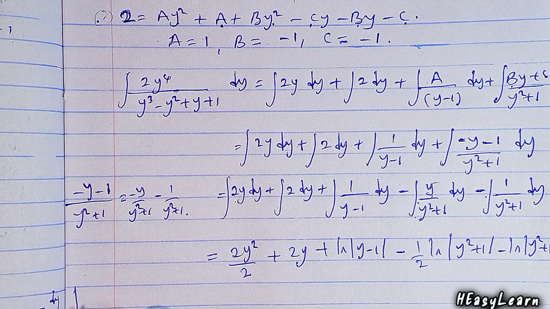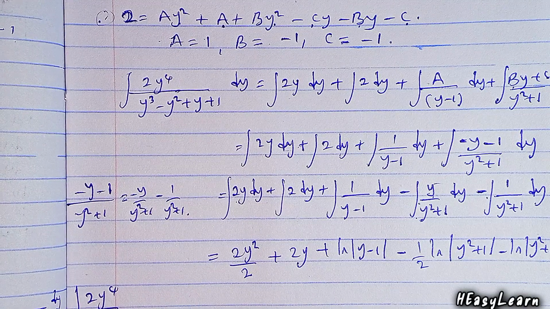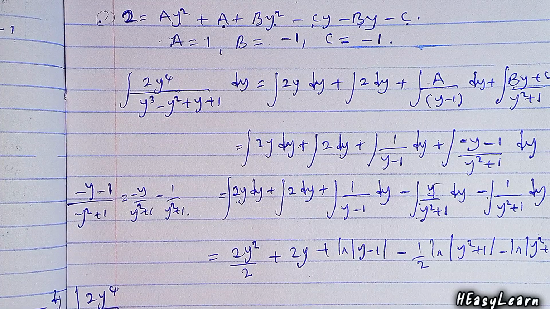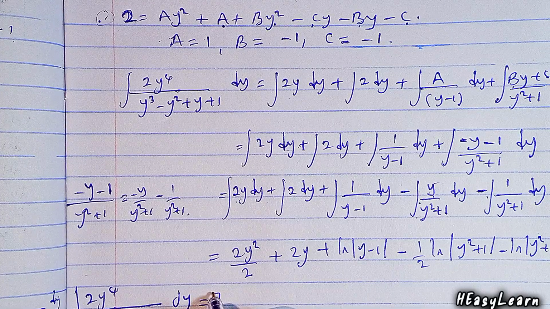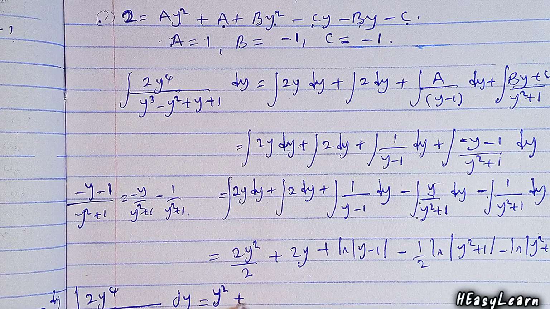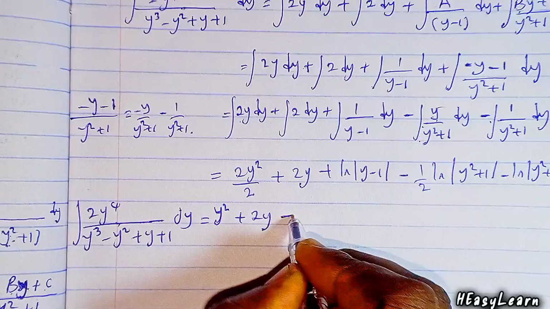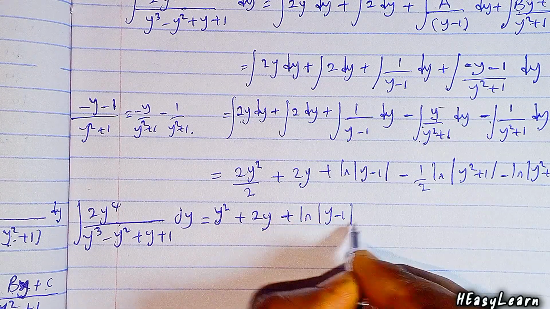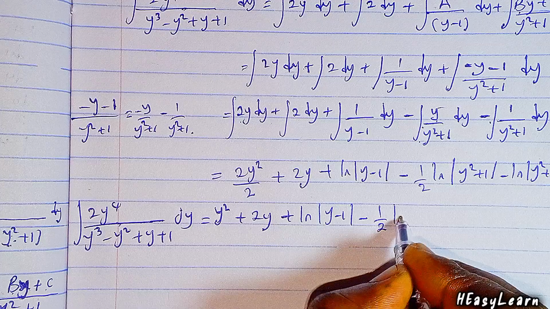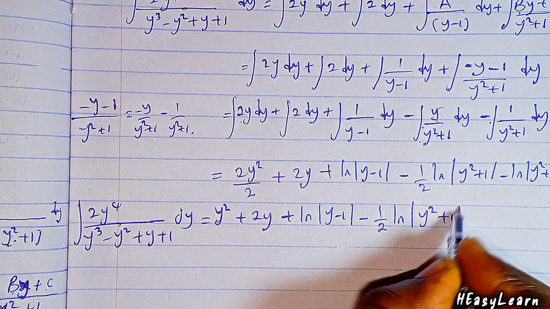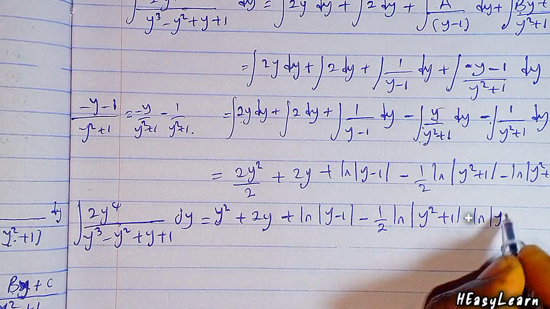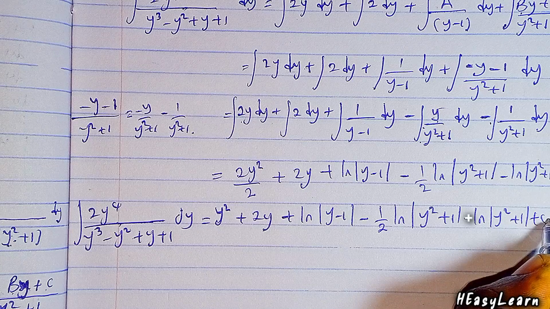So the integral of 2y to the power of 4 over y cubed minus y squared plus y minus 1 is y squared plus 2y plus ln of y minus 1, minus 1 over 2 ln of y squared plus 1, plus constant of integration.